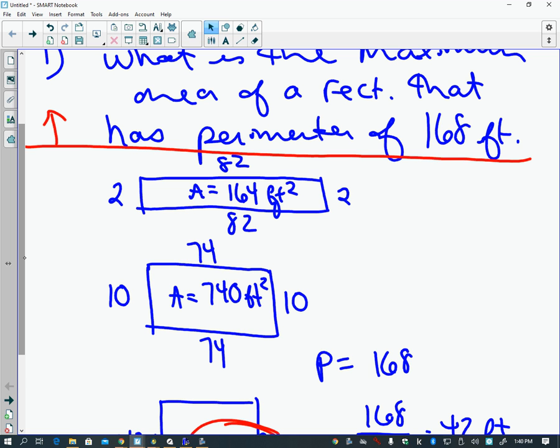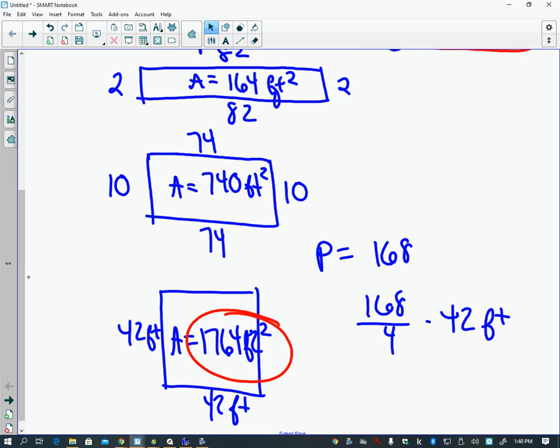Now, if we make it a little bit wider, not even a lot wider, but if we take it to 10 and 10, that gives me a width of 10 feet and 10 feet, so there's 20 feet. Subtract 20 feet from 168, which leaves you with 148, which would give you lengths of 74 and 74. And if you find the area of that, you see that it goes from 164 to 740, okay? So as I shortened the length and I added to the width, notice that the area got bigger, okay?